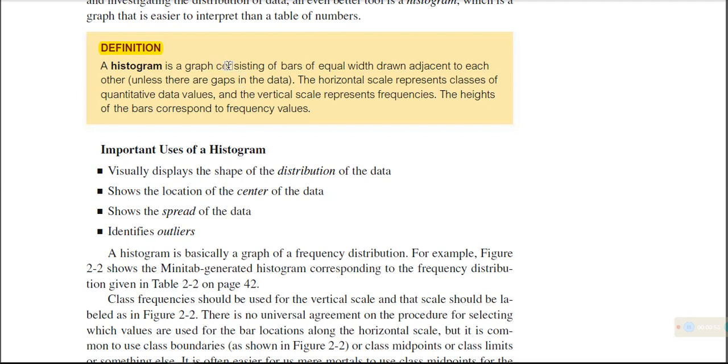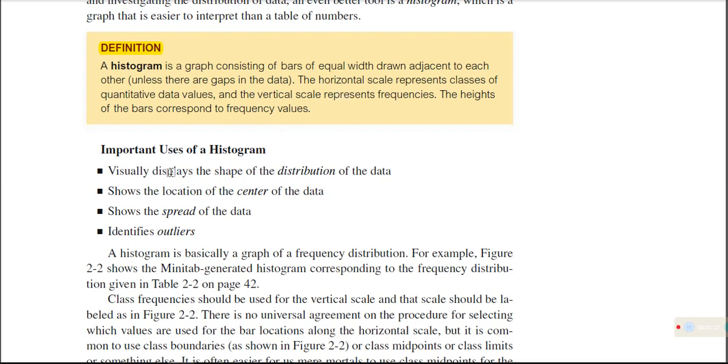So a histogram is a graph consisting of bars of equal width drawn adjacent to each other, unless there are gaps in the data. So the horizontal scale represents classes of quantitative data values, and the vertical scale represents frequencies. The heights of the bars correspond to the frequency values. So magkakadikit sila. Dinodrawing mo sila na magkakadikit unless meron kang gaps or meron kang mga classes na walang laman.